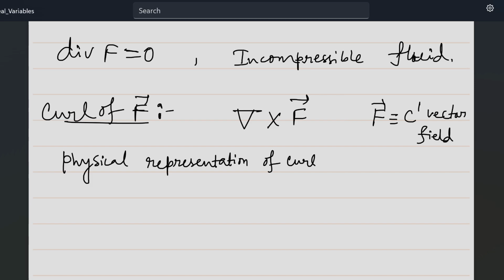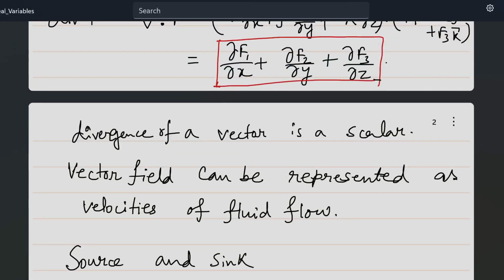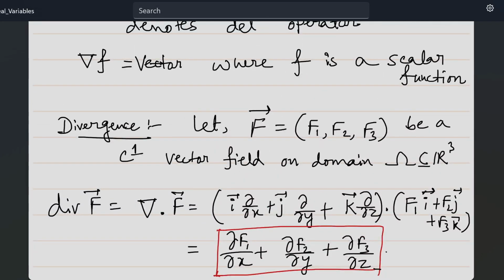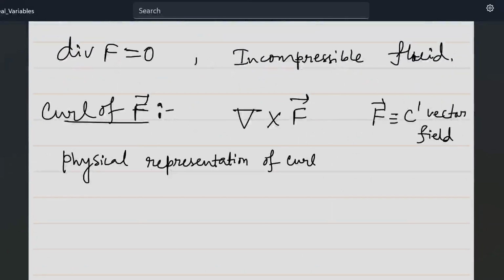Okay, I will tell. Curl means how much the fluid rotates around a point. Fluid means vector field, okay? If I say fluid, I am talking about capital F, the vector field. Fluid means a vector field. It has both magnitude and direction. So the physical representation of curl is how much the fluid rotates around a point.